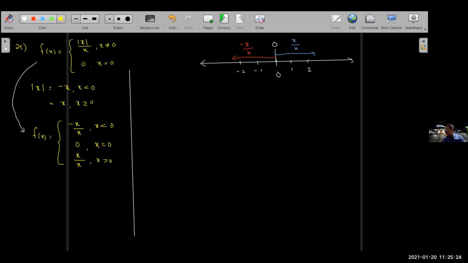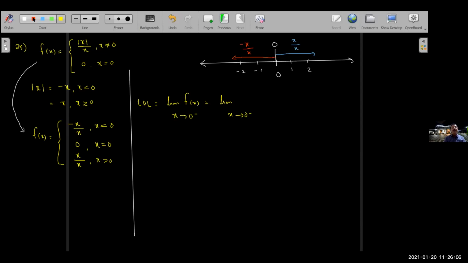Again, the question is to find limit x tends to 0. So first task, x tends to 0, do we have to find left and right limit? Yes, sir, because left of 0 and right of 0 the function is different. So LHL, limit x tends to 0 minus f(x), towards left of 0.